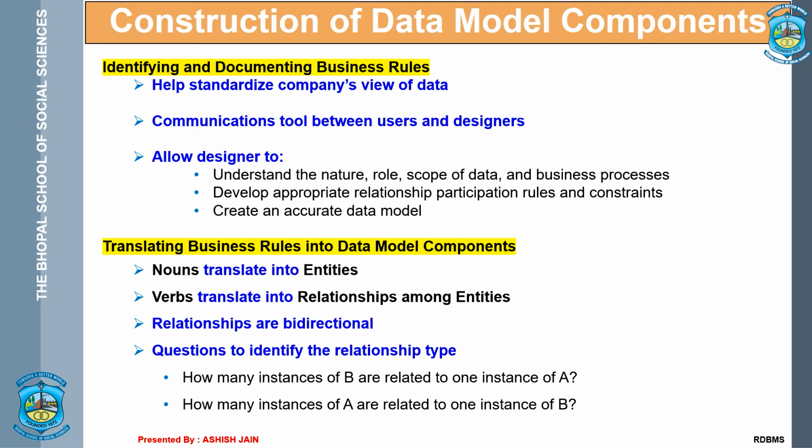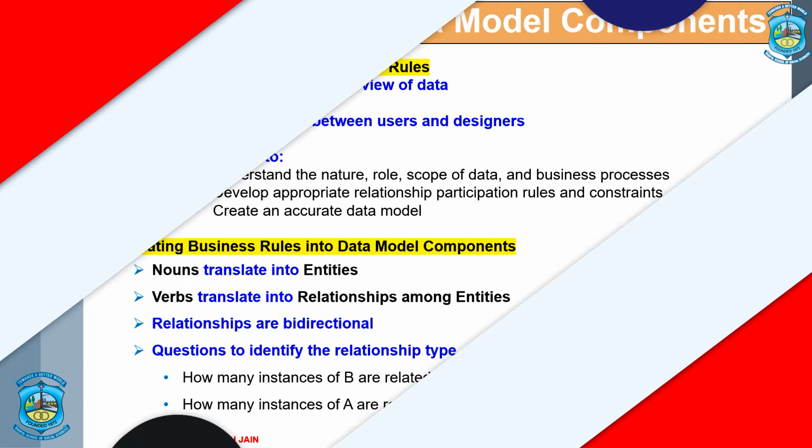Then all the relationships are bidirectional. That means if you have a relationship between two different tables, then one instance of the first table is related to one or more instances of the second table, and vice versa. So we have a relationship that is bidirectional. That means from one table to the other and back from the other table to the previous table.